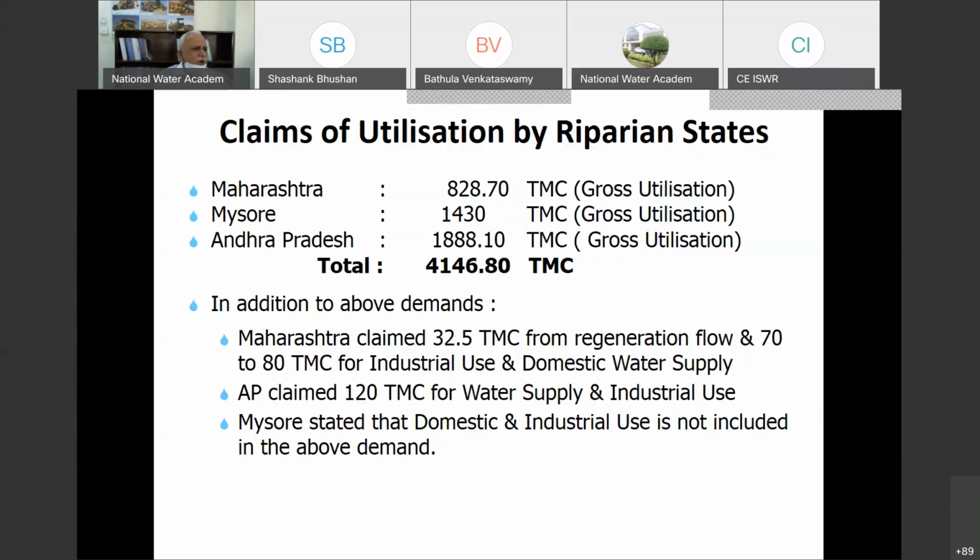A lot of complaints were made. But the major claim which the party states have submitted before the tribunal for adjudication is that Maharashtra needs about 828.70 TMC of water for their gross utilization. And in addition, Maharashtra requires 32.5 TMC from regeneration flow and 80 TMC for domestic use.